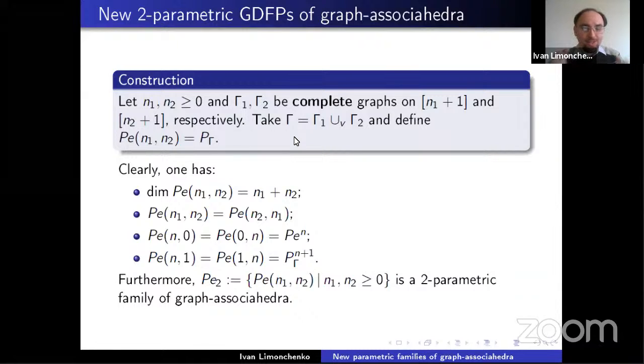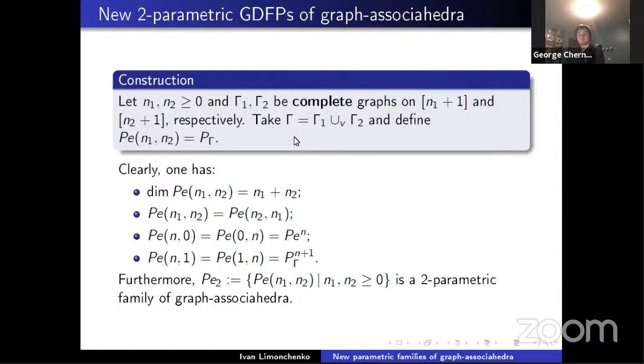The initial conditions, as Victor prefers to say, are that Pn0 and P0n are commutahedra, and Pn1 and P1n are P gamma. And furthermore, this will definitely be a 2-parametric family of graph-associahedra, because each polytope is uniquely defined by 2 parameters, n1 and n2.